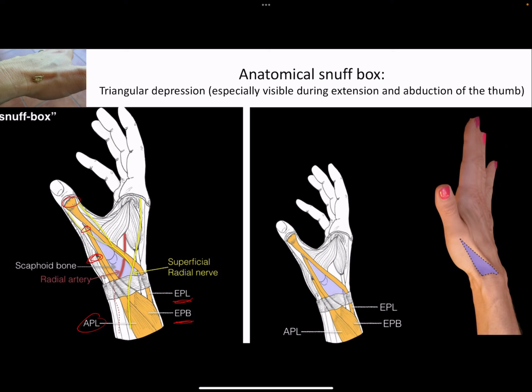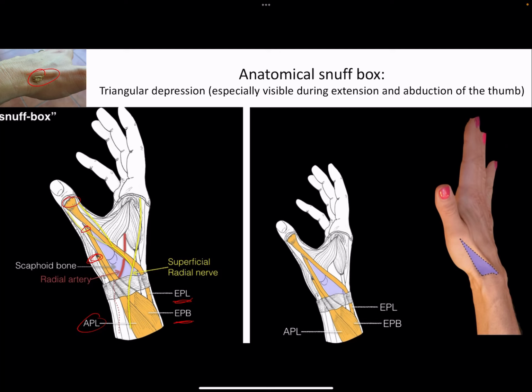So snuff is kind of like a dried, ground up tobacco that, I don't know, it used to be more in fashion to snort. And people would, I guess, put it in their anatomical snuff box to snort it. So that's where this name comes from.